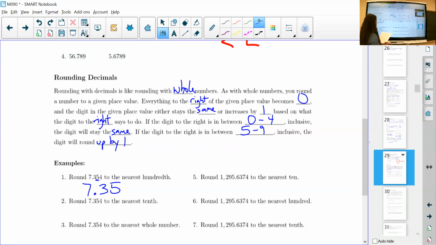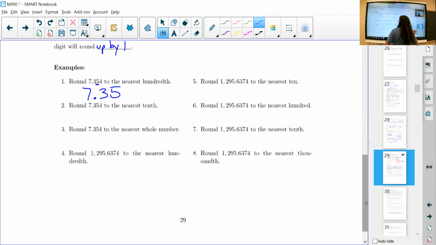Let's do another one. Nearest whole number. So that's just the nearest ones place. Just another way of saying it. I look at that 7. That 3 is between 0 and 4. So it stays a 7.